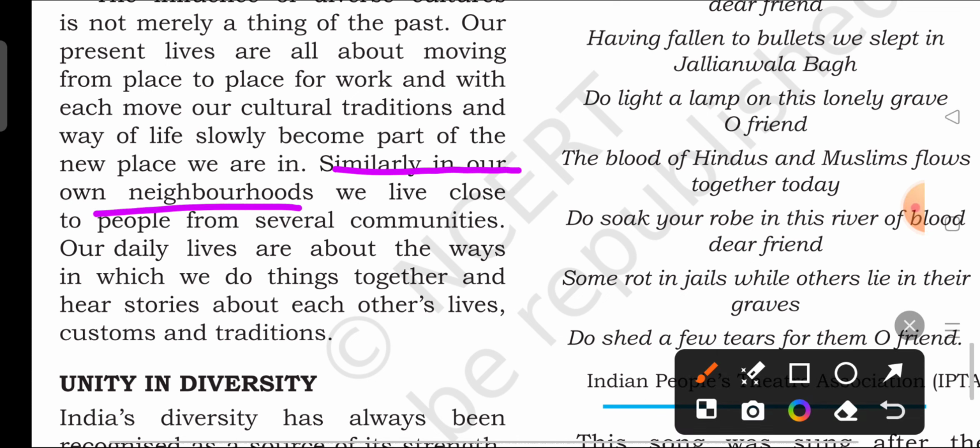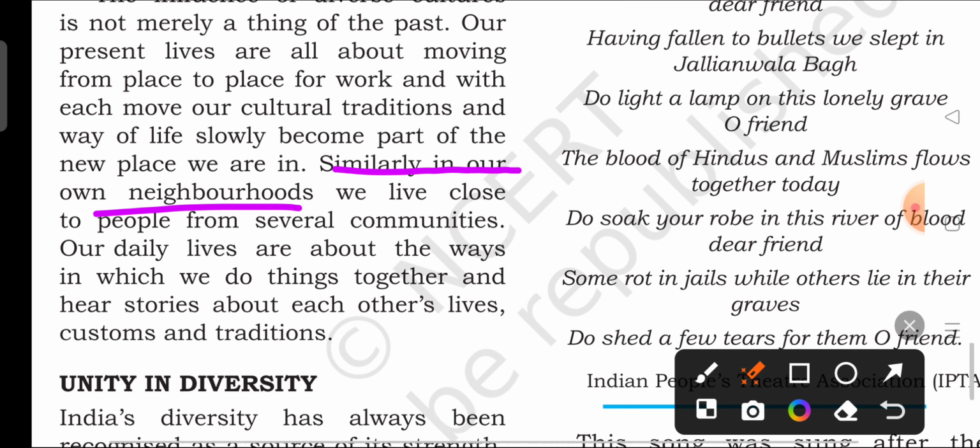Similarly, in our own neighborhoods, we live close to people from several communities. Our daily lives are about the ways in which we do things together and hear stories about each other's lives, customs and traditions. When we are staying in the same society, if our neighbors are from a different state, we will be influenced by them, isn't it? And not only will we be influenced, they will also be influenced by our culture. We love to explore new things, isn't it? We love to taste new food items, and we'll be happy to make them taste our food items also.